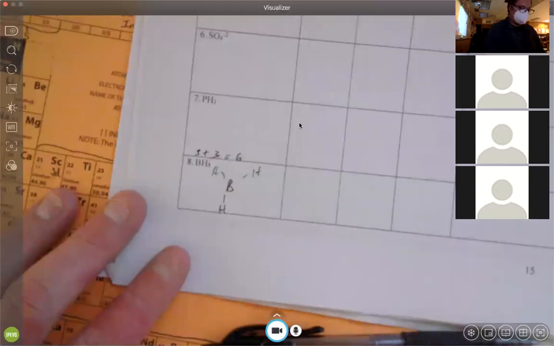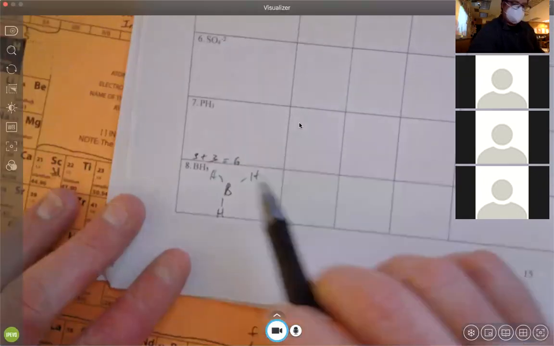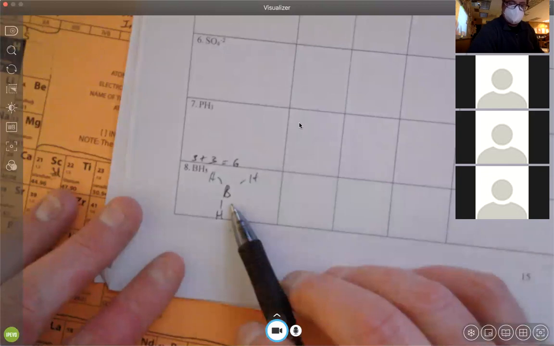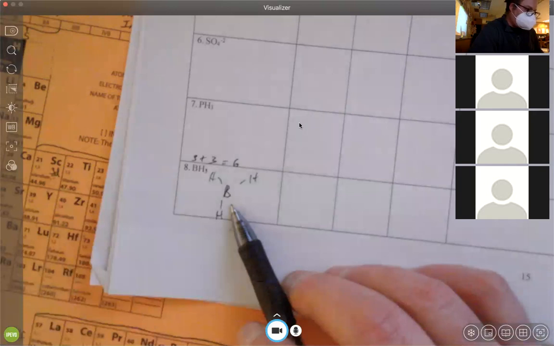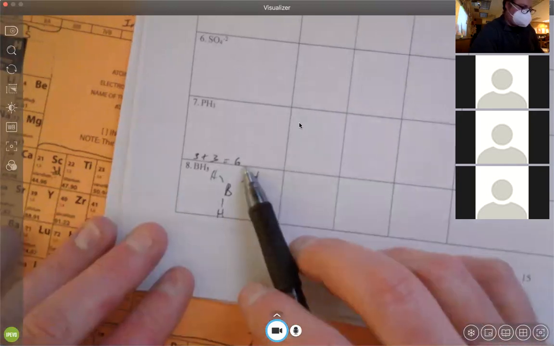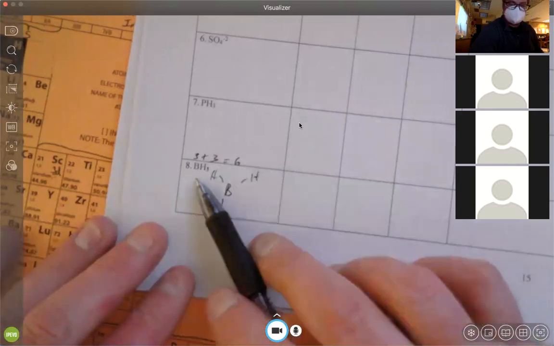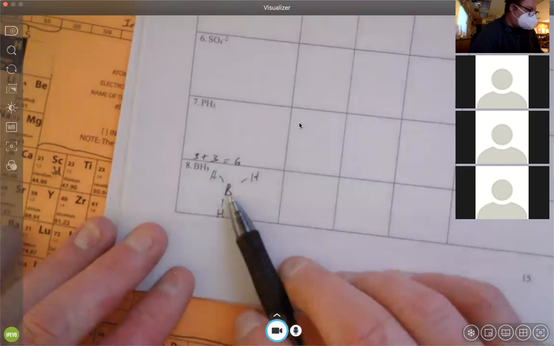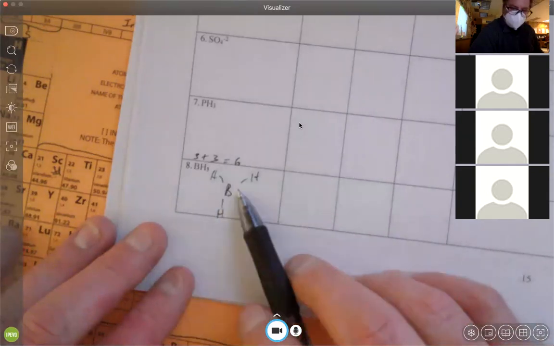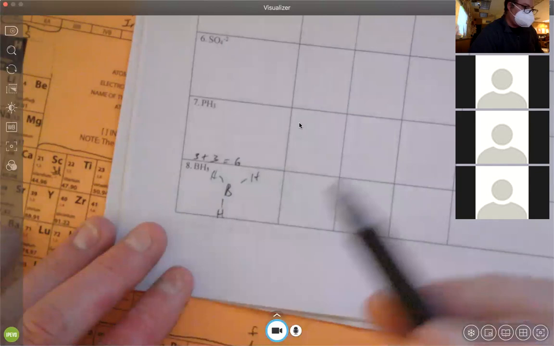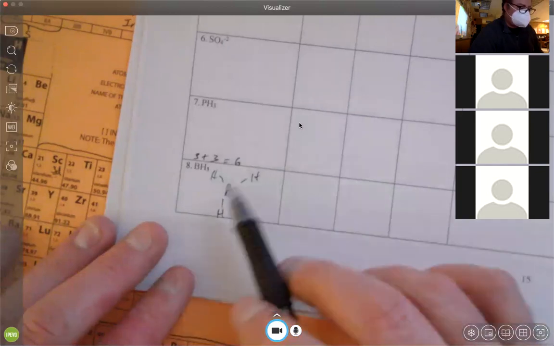Why is that weird though? What is boron not doing that we expect it to? Boron is breaking the octet rule. There's nothing I can do about it. If this compound exists, it must exist like this. I don't have any more electrons to give. I can't give double bonds or anything. Boron is just breaking the octet rule.